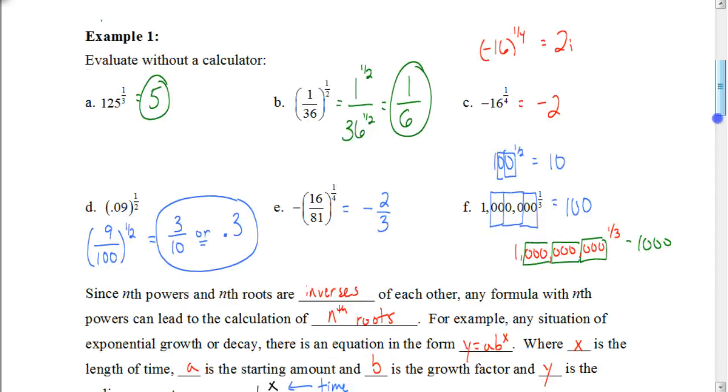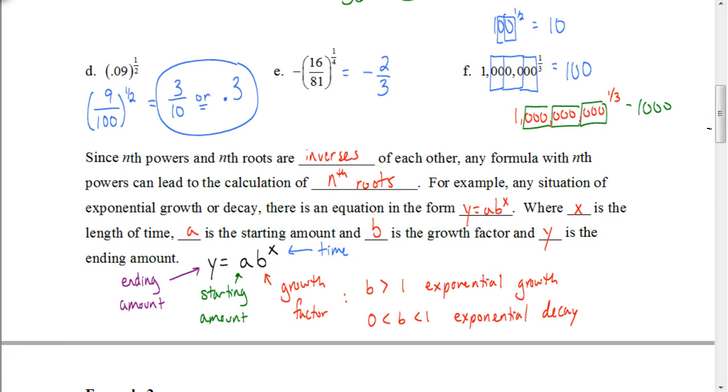Now for this next section, the most important piece to get is this equation, y equals a times b to the x power. When it's in that form, a represents your starting amount, or sometimes they refer to it as your initial amount. B is your growth factor. If we're dealing with exponential growth, the value for b has got to be bigger than 1. If we're dealing with exponential decay, like situations dealing with depreciation, that value of b has to be between 0 and 1. Then x represents your time, and your answer y is always going to be your ending amount.